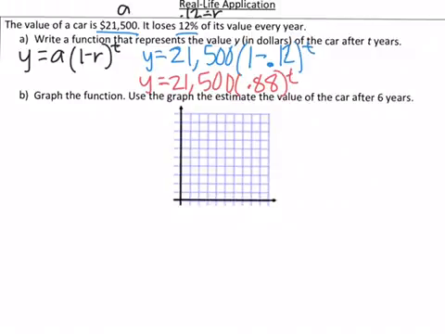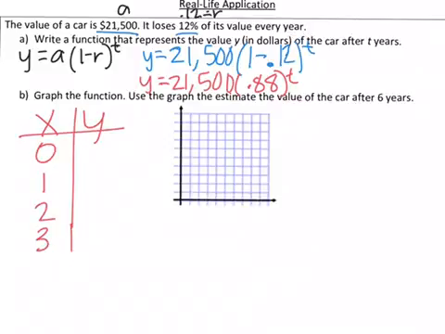So now the next part says graph the function and then use the graph to estimate the value of the car after 6 years. So what I want you guys to do is create an XY chart. You can't do negatives. It makes no sense because we cannot have a negative time. So when we're plugging in numbers for x, I say let's just do the first 3 years, okay? Then you guys will have to find the value of the car after 6 years. So when you plug in a 6, that gives you a whole different number. So go ahead and plug those in, graph it, and come back and see if your answer looks like mine.